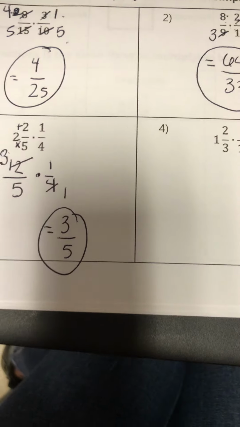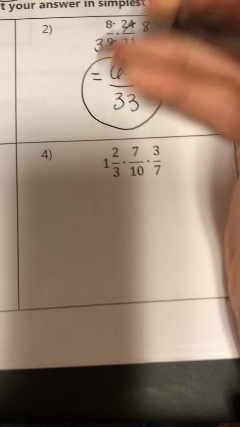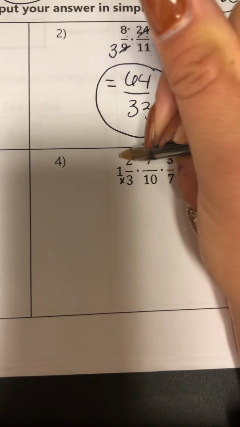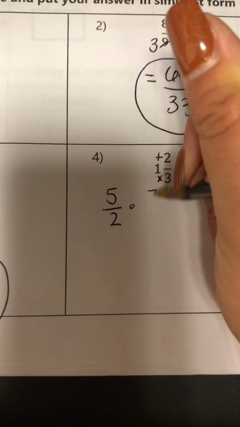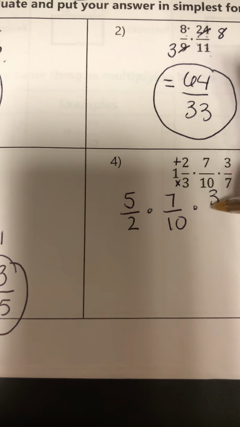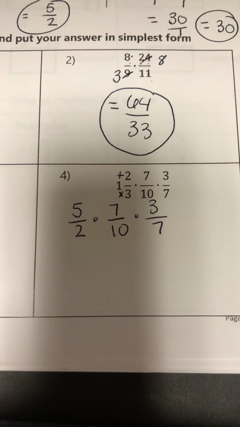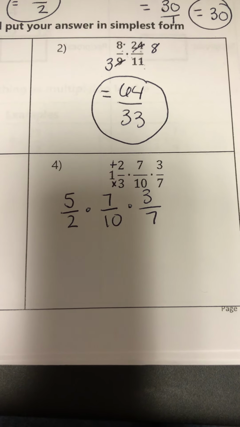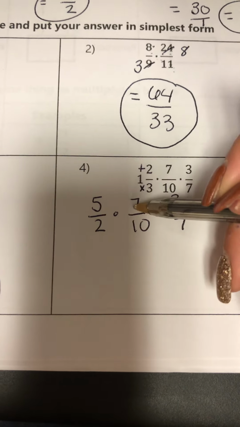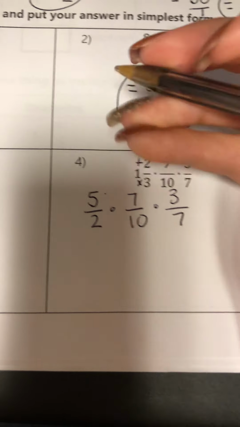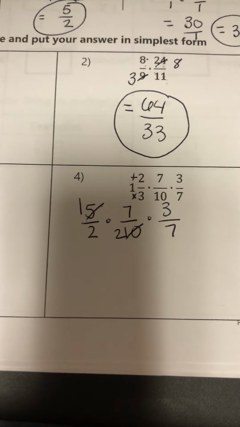And my very last one, oh, this one's fun. I'm going to first make this an improper fraction. So 3 times 1 is 3, plus 2 is 5. So that is 5 over 2 times 7 over 10 times 3 over 7. Now, there are a couple different ways you can do this problem. I'm going to look at the first two fractions and see if I can cross cancel there. And I see that I can with 5 and 10 because I know that 5 goes into 5 one time and 5 goes into 10 two times.